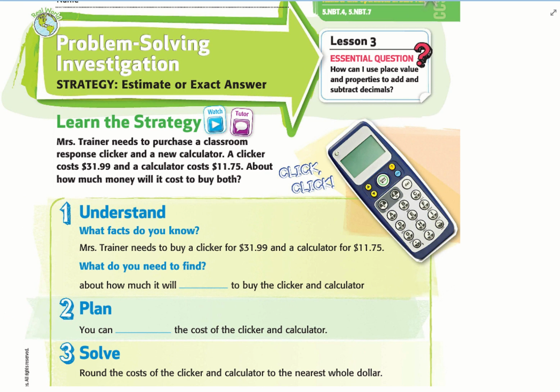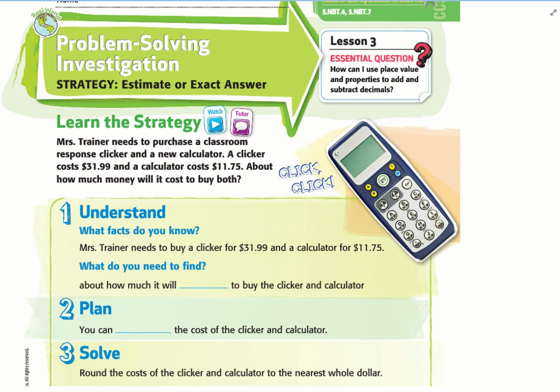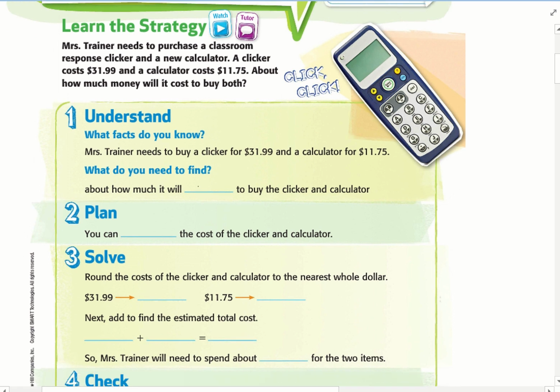So it says, Mrs. Trainer needs to purchase a classroom response clicker and a new calculator. A clicker costs about $31.99 and a calculator costs about $11.75. About how much money will it cost to buy both? So number one, understand. What facts do we need to know? Or what facts do you know? Well, we know she needs to buy a clicker for $31.99 and a calculator for $11.75. What we need to find is about how much it will cost to buy both.